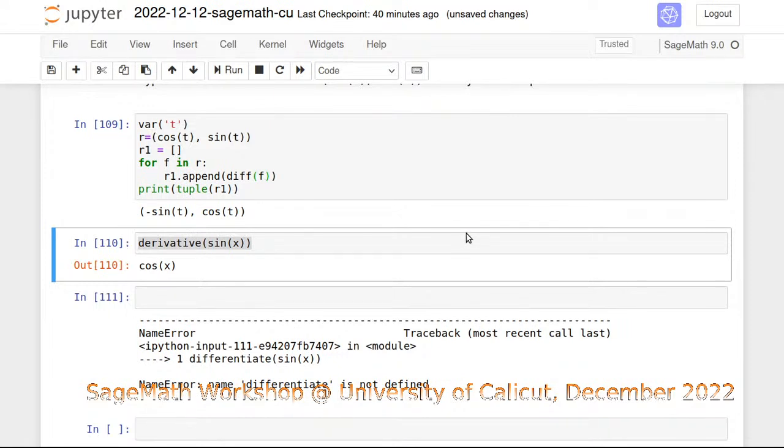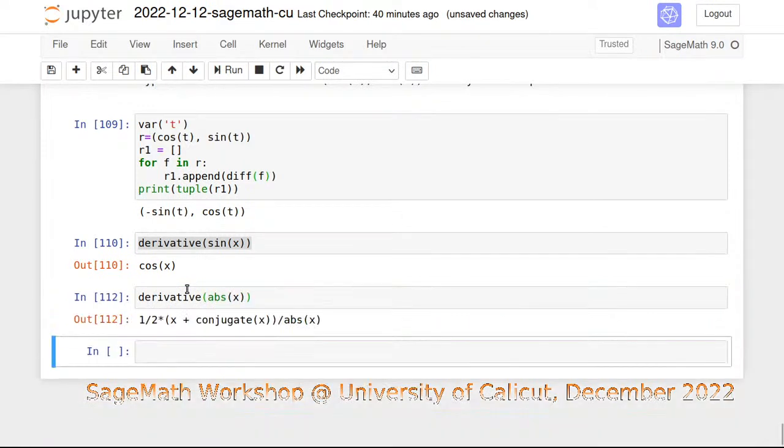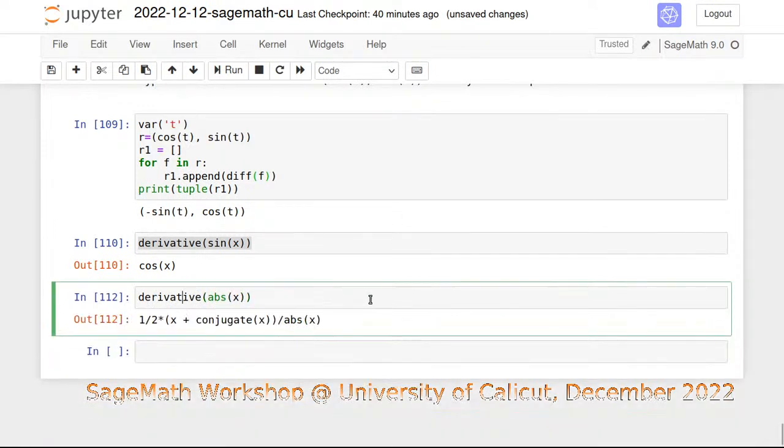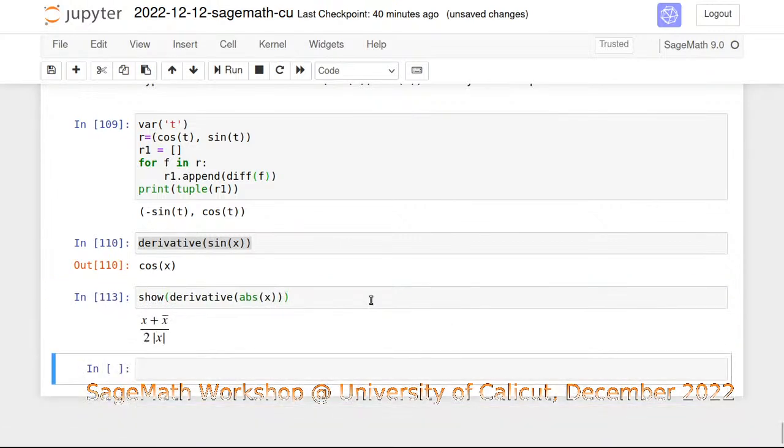Sir, what will be the output if I differentiate mod x at x equal to 0? Okay, let us try it. What's meant by this? Oh, at x equal to 0 we have not given, right?